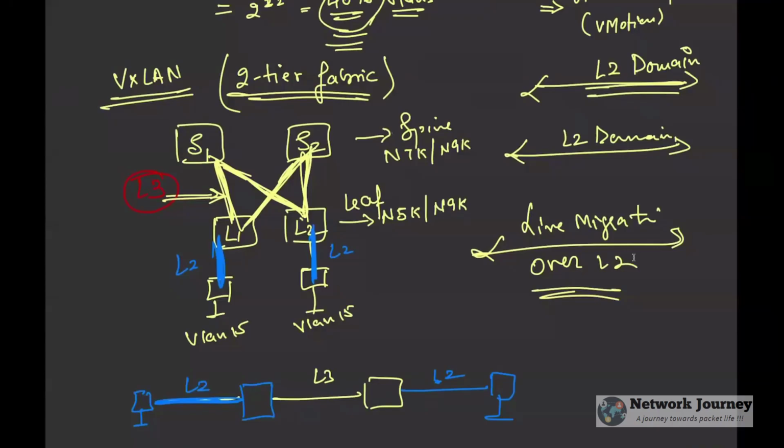So to make them part of the same domain, we need to make one tunnel over my existing L3 infrastructure, which is going to pass my L2 traffic through it. Both sides, vice versa as well, so your arrows can be like this.